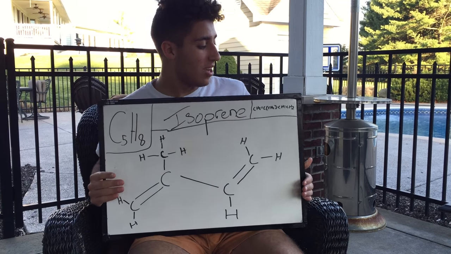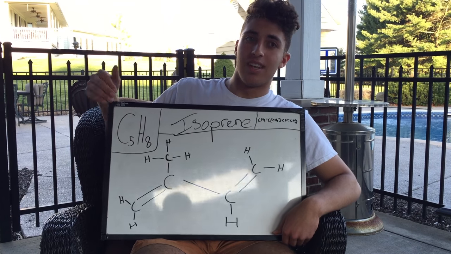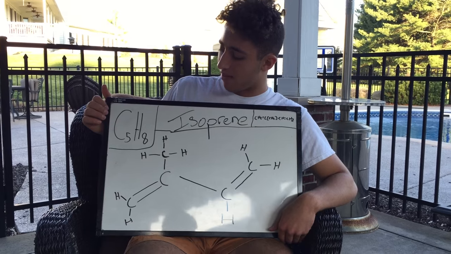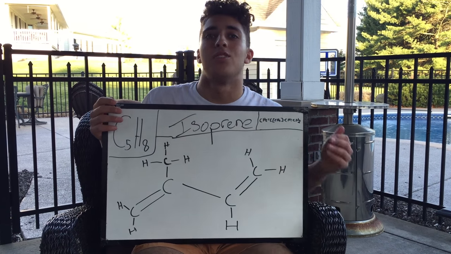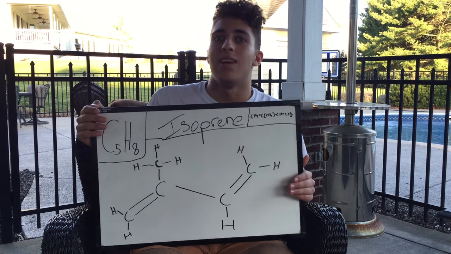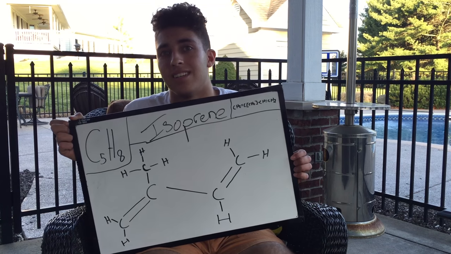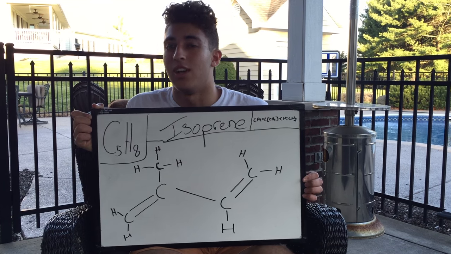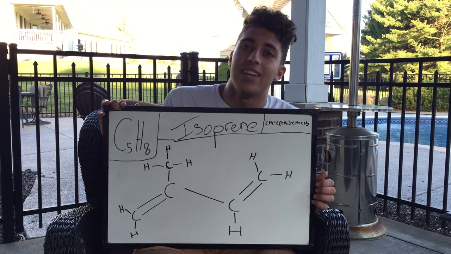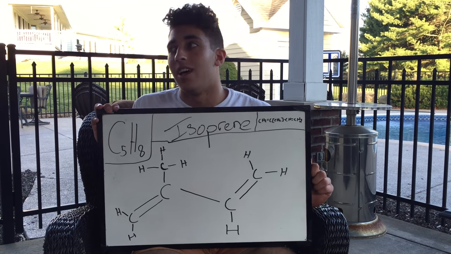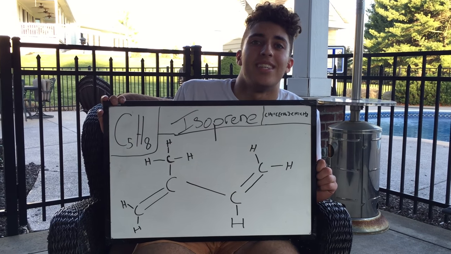Isoprene is made up of 5 carbons and 8 hydrogens. Therefore, its molecular formula is C5H8. Isoprene is found in trees. Where in trees? Well, it's synthesized in the MEP pathway in chloroplasts. Chloroplasts sound familiar. Anyways, specifically, they're found in certain trees. Those trees include oaks, poplars, and eucalyptus trees.